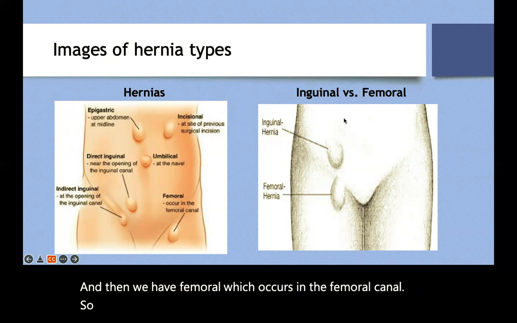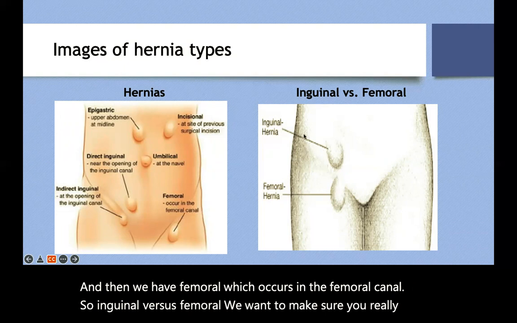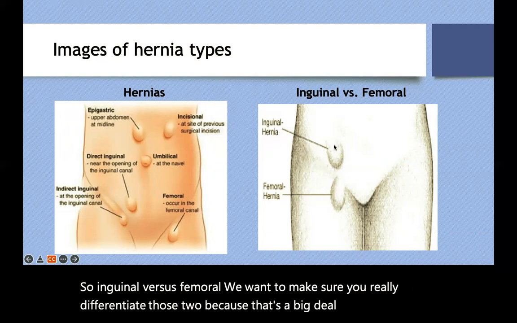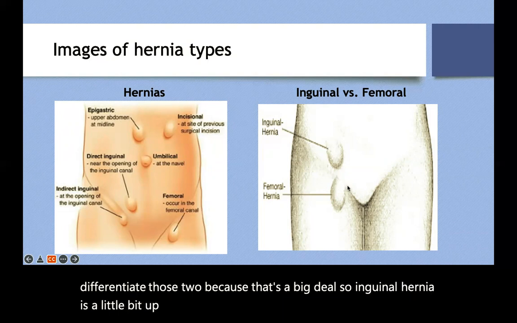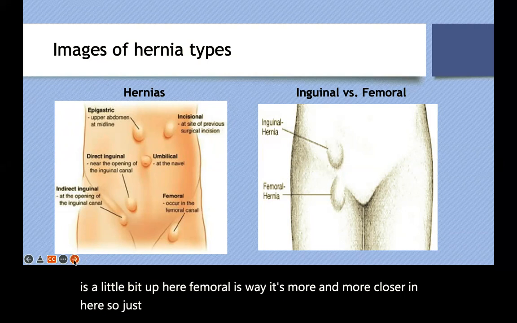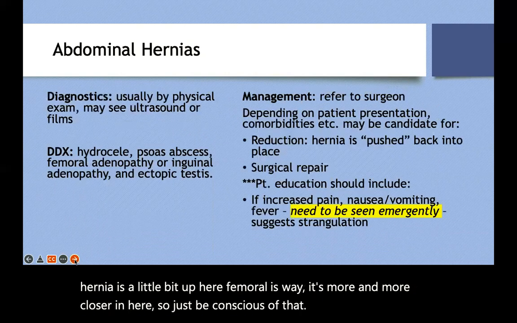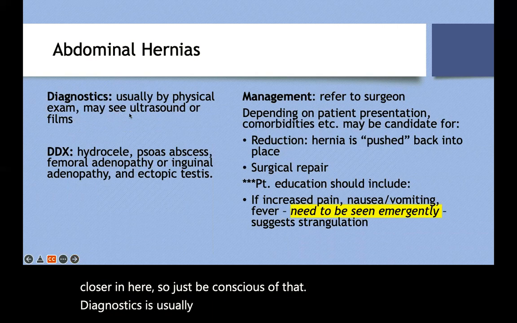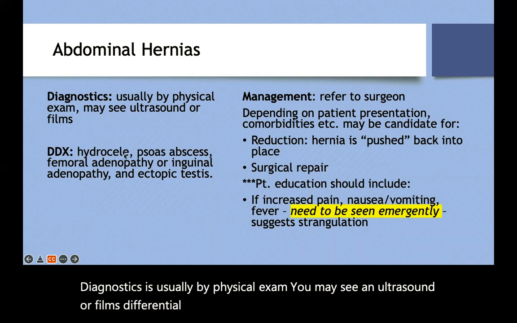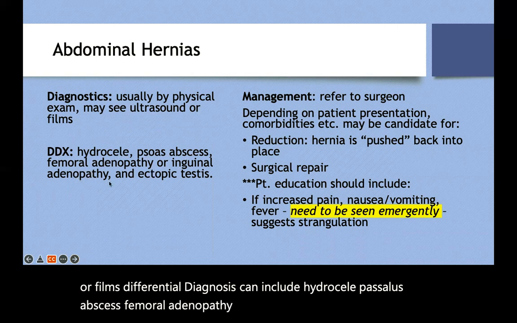Inguinal versus femoral: you want to really differentiate those two because that's a big deal. An inguinal hernia is a little bit up here, while femoral is closer in here. So just be conscious of that. Diagnostics is usually by physical exam. You may see an ultrasound or films. Differential diagnoses can include hydrocele, psoas abscess, femoral or inguinal adenopathy, and ectopic testes.